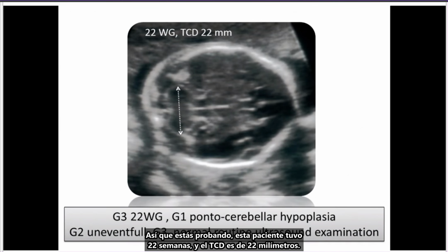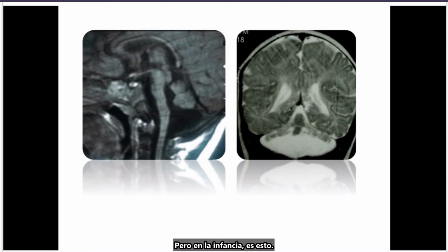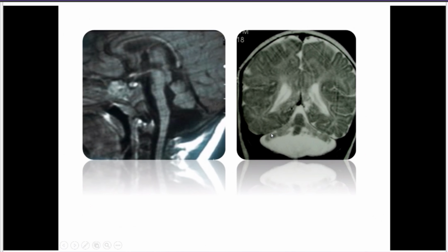So you are scanning this patient at 22 weeks, and the TCD is 22 millimeters. Okay, it's perfect, no recurrence. But at birth, you have this. You look at the hemispheres. There is a complete recurrence of the pathology.